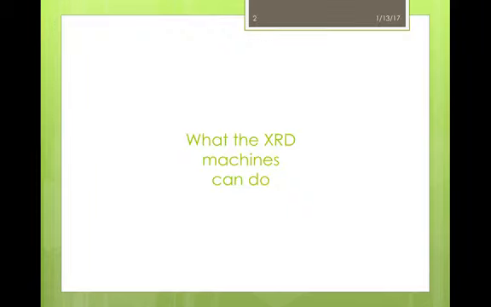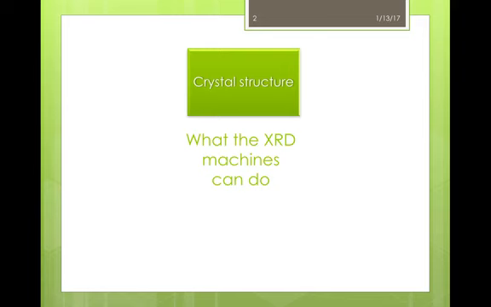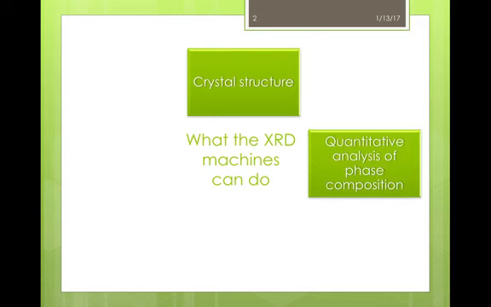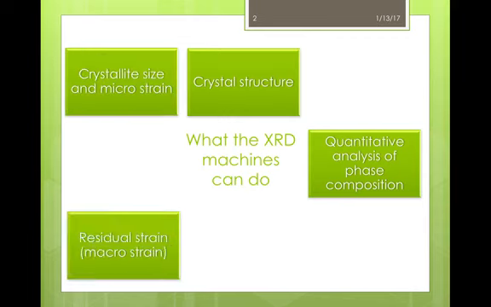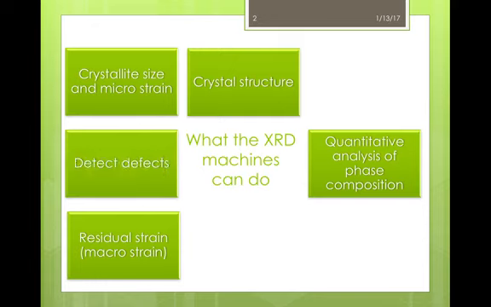So what do X-ray diffraction machines do? These machines are incredibly powerful and can be employed to run many different types of analysis. Some of the most common uses for XRD machines include analyzing the crystal structure and even performing quantitative analysis of phase composition. It is used for finding the crystallite size and microstrain, but it can also look at the strain on a macro scale, known as residual strain.